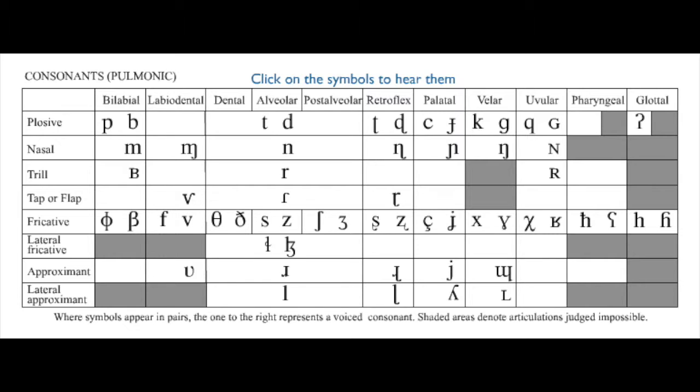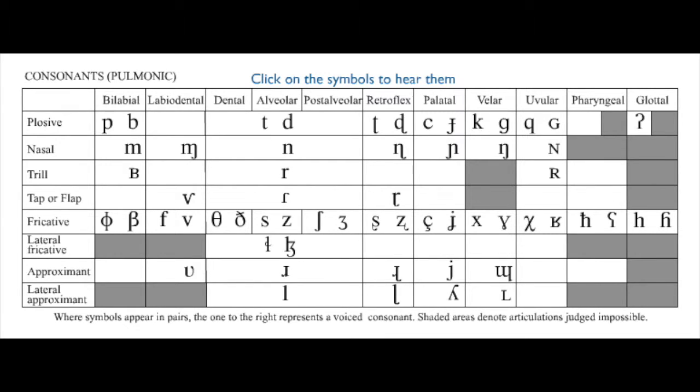And as we move through these columns from left to right, we move further back in the mouth and then down into the throat. So these columns are the different places of articulation, the parts of the articulatory system that become engaged in making this particular sound. The rows from top to bottom show different degrees of closure or blockage of the airstream.